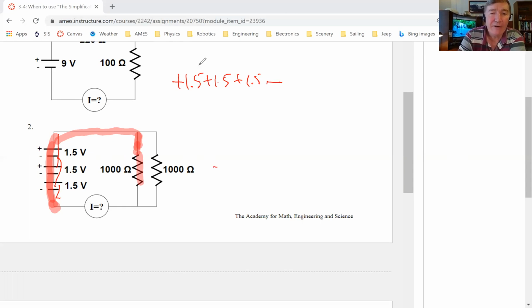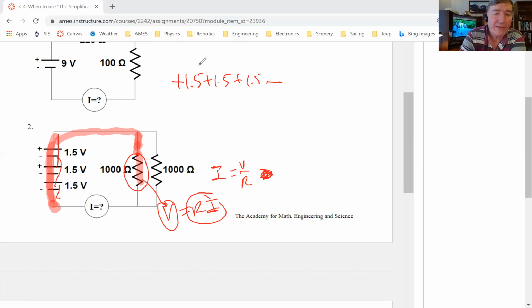And we know that if I equals V over R, then that means that V must equal R times I. So when we cross over this resistor, the voltage that we lose is equal to whatever that R is times whatever that current is. Okay, so let's give a name to this current. Let's call this current I1.